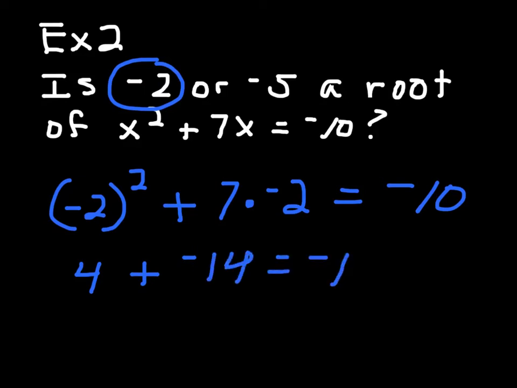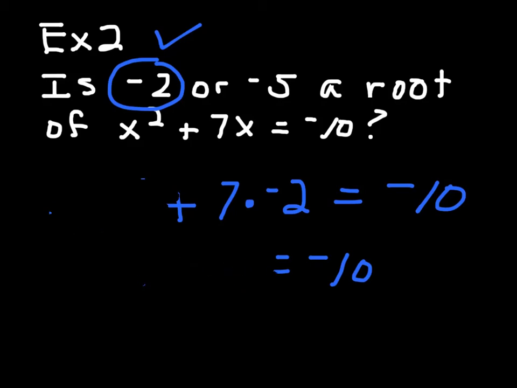Is that equal to a negative 10? Let's see, 4 degrees above 0, it drops 14. And I can see that this is a negative 10. So a negative 2 would make this true. I'm going to put a check by that because that would make it true. Now that's not saying that maybe a negative 5 might not make this true also. You might have more than one value that would make these true.